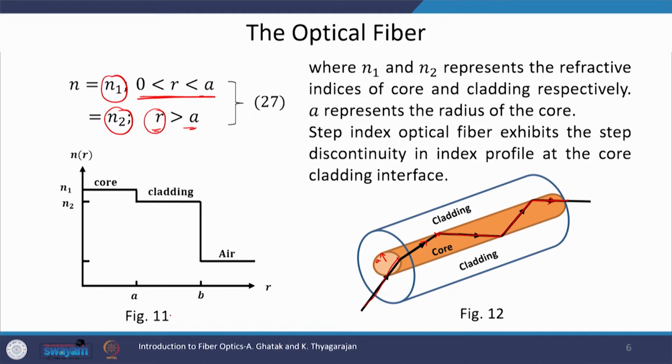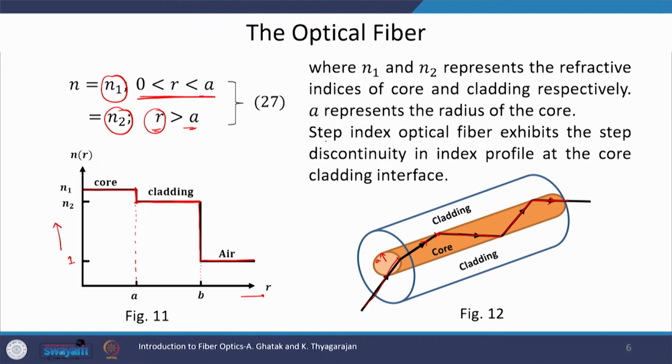Now, if you plot r on the horizontal axis and refractive index n on the vertical axis, the core has the largest refractive index. Then there is a step at the core-cladding interface. This is the core-cladding interface, and then the cladding starts, with a slightly lower refractive index compared to the core. After the cladding, say there is air, then there is a bigger step, and here comes the refractive index of air, which is equal to 1. The cladding ends at the position where r is equal to b. Usually the cladding is thicker than the core.